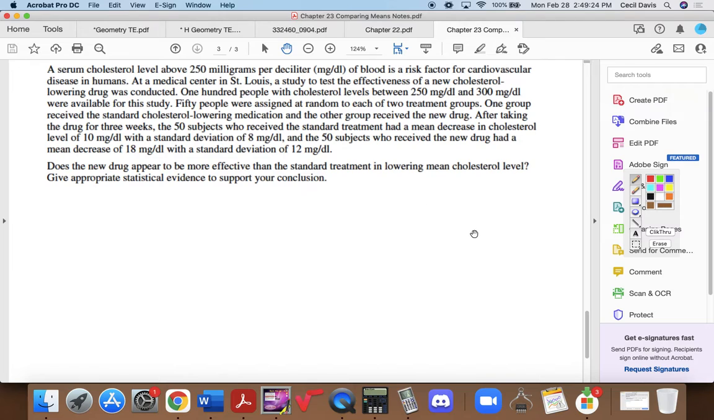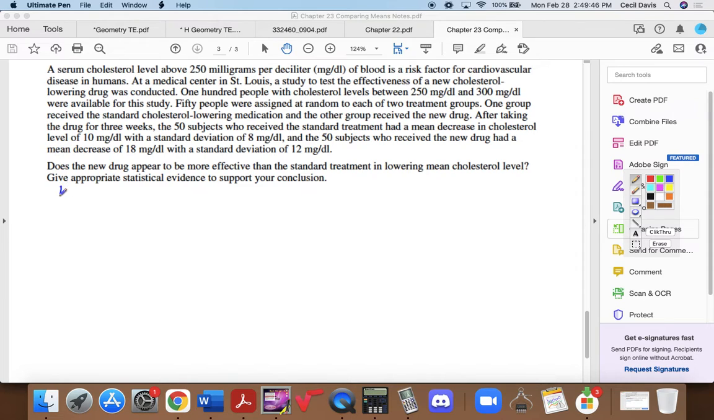So, we're going to have to do the whole thing. The hypotheses, check the conditions, everything. It doesn't matter whether you start with the hypotheses or the conditions. Anyone have a... Start with the hypothesis?